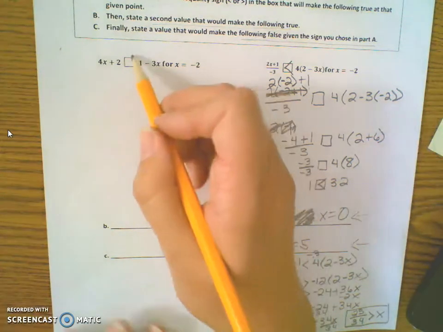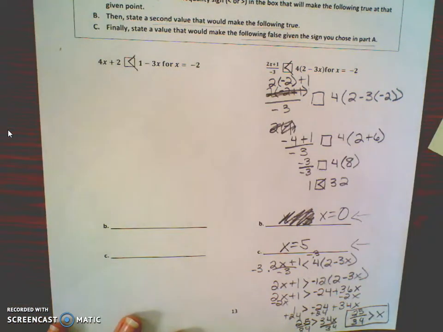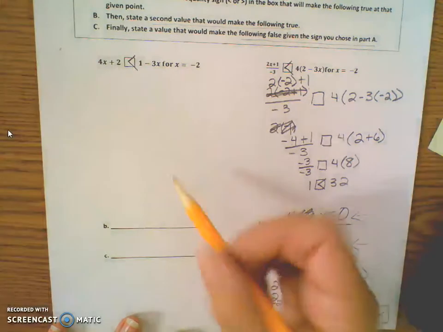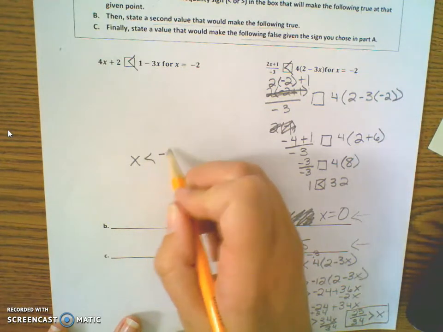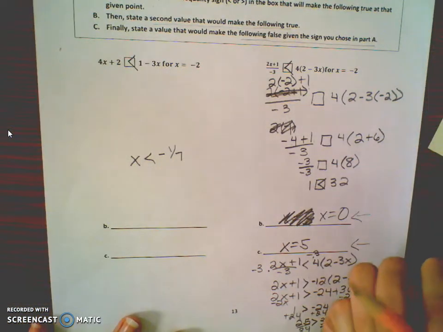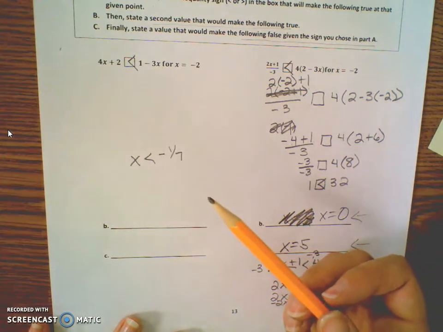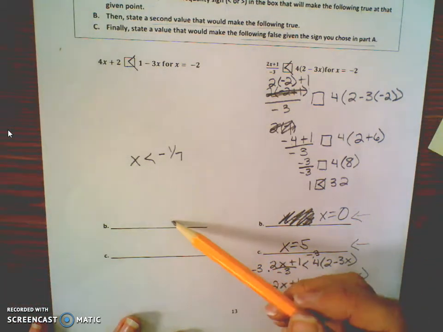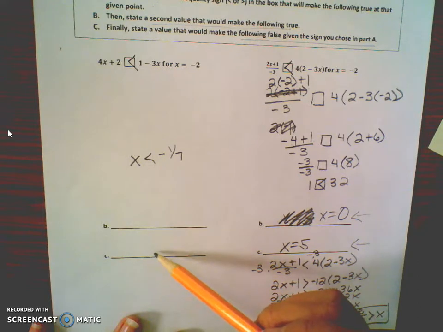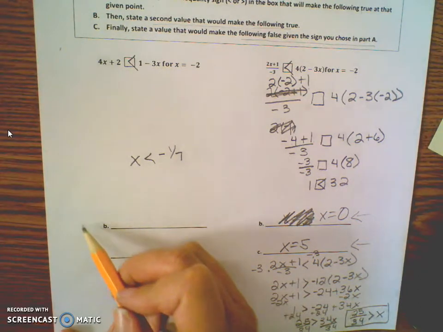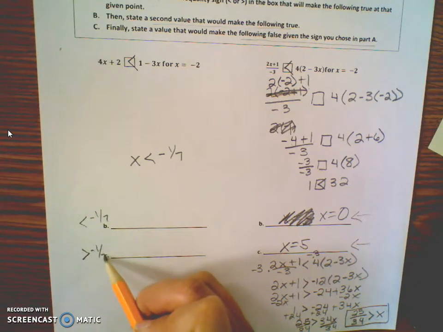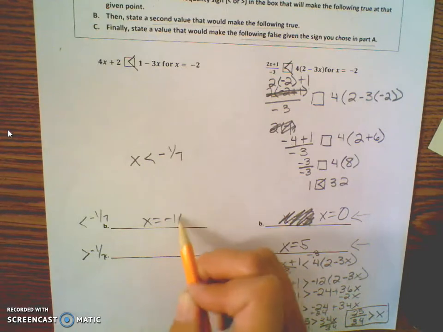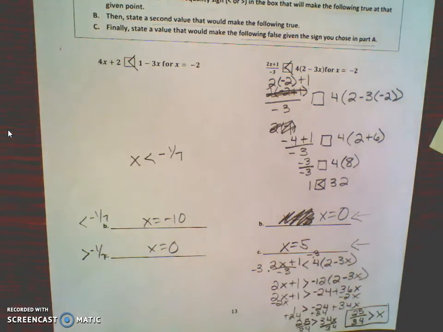Okay, so for this one, our answer is less than. And on this one, if you solved it, it would be x is less than -1/7. So anything that you had that was less than -1/7 would be true. Anything you had that would be greater than -1/7 would be false, so this has to be less than -1/7, and this has to be greater than -1/7. So I chose x equals -10, and I chose x equals 0. But as long as you're within these parameters, anything would work.